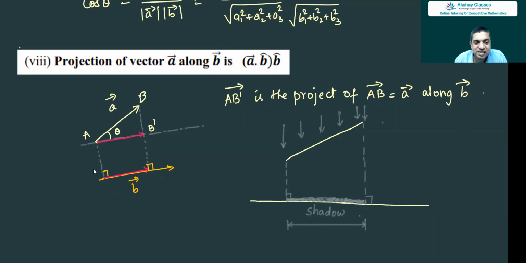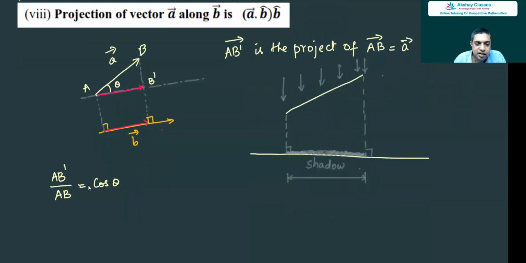Now, from simple trigonometry, AB dash upon AB is equal to cos theta. The adjacent side by hypotenuse is cos theta. Now, AB dash is the required length, which is AB cos theta. What is AB? Modulus of A bar times cos theta.